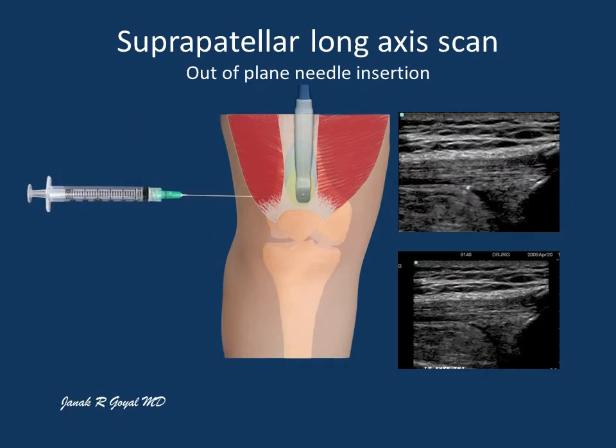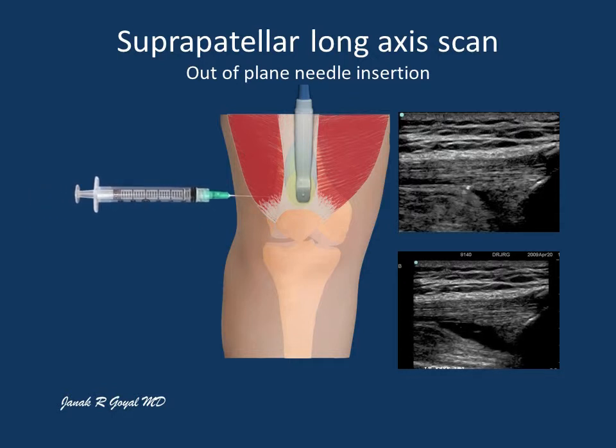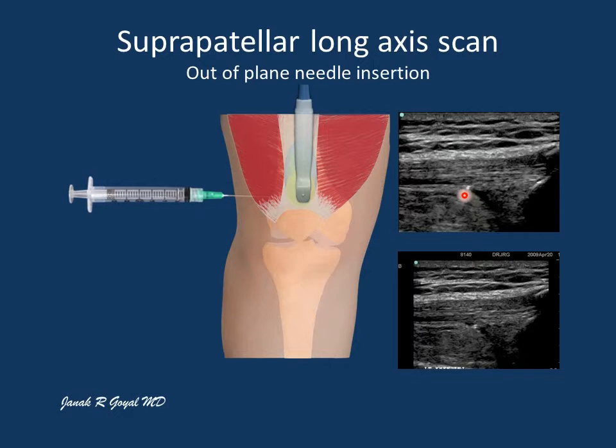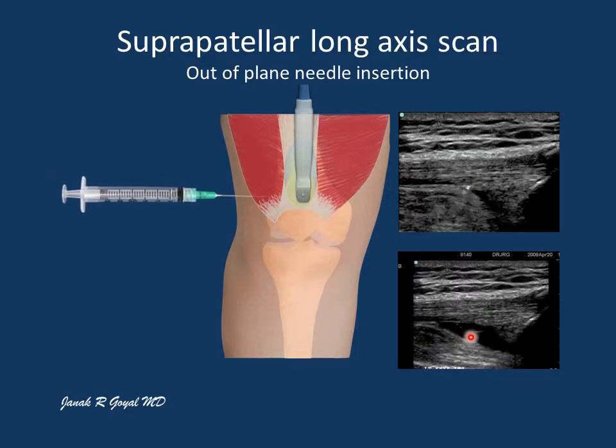Let's look at the suprapatellar long axis scan with out of plane needle insertion. Patient is placed supine with 20 to 30 degree flexion of the knee joint, and the transducer is placed above the patella in the long axis of the thigh. Needle is inserted just above the patella and directed into the suprapatellar recess at 90 degrees to the transducer face. The needle is seen entering the suprapatellar recess as an echogenic dot, and notice the filling of the suprapatellar recess indicating the accuracy of the injection.